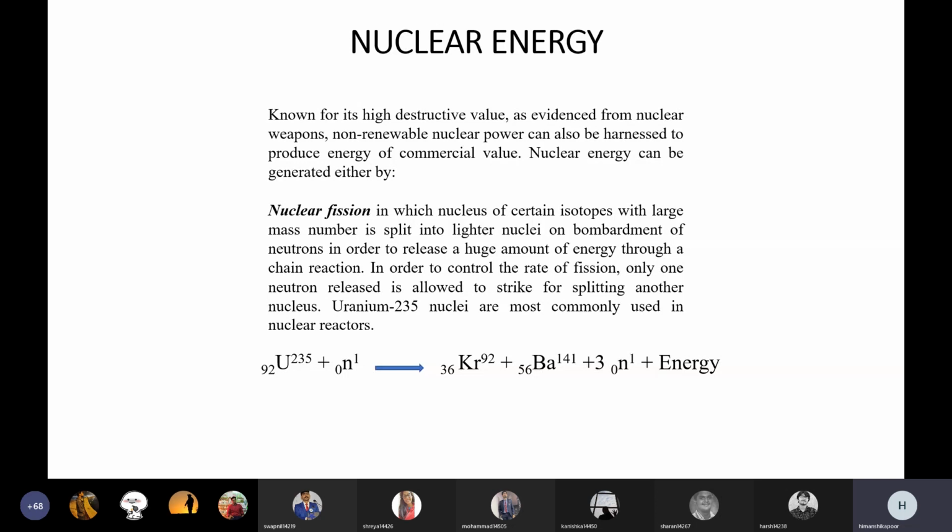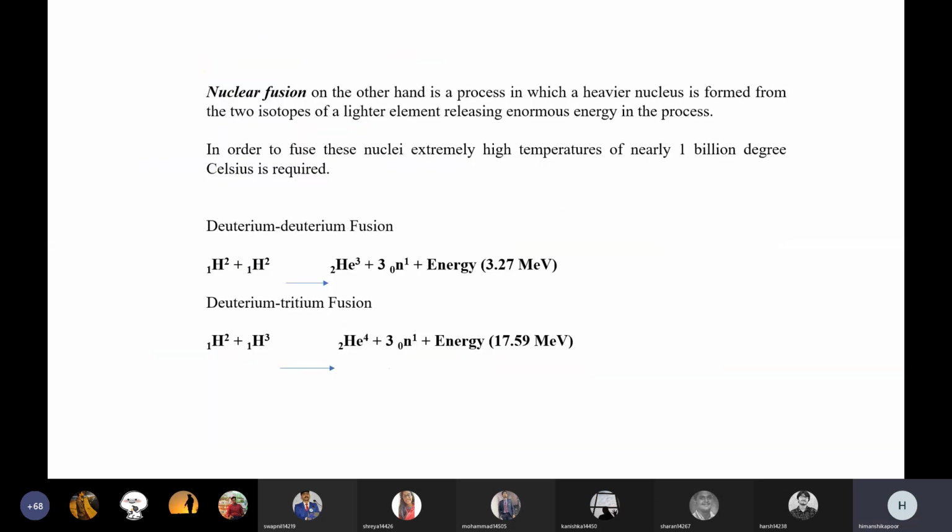Then what is the second process? The second process is fusion. It is just the opposite of nuclear fission. So what happens in fusion? Two or more unstable nuclei are combined together to form a larger nucleus. In the process of fusion, a heavier nucleus is formed from two lighter elements.